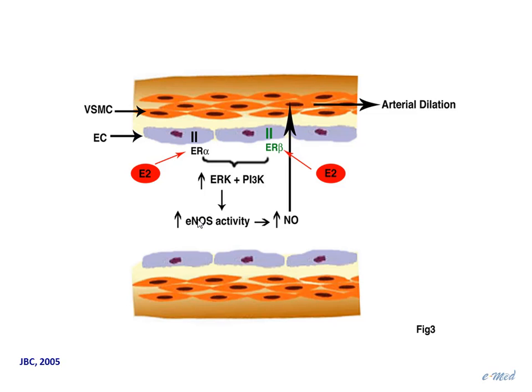Nitric oxide then moves from the endothelial cell to the adjacent vascular smooth muscle layer, causes a relaxation of the smooth muscle layer, and arterial dilation occurs.